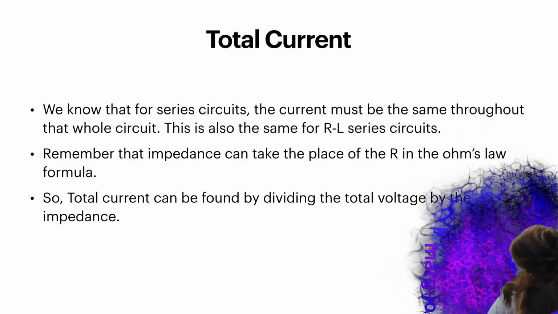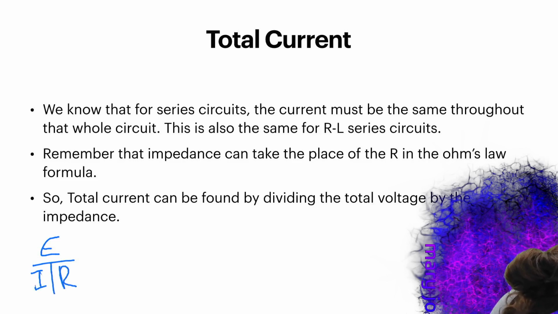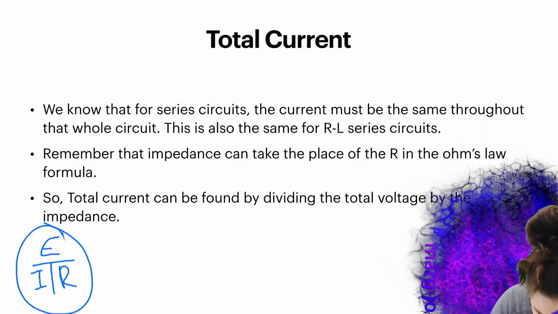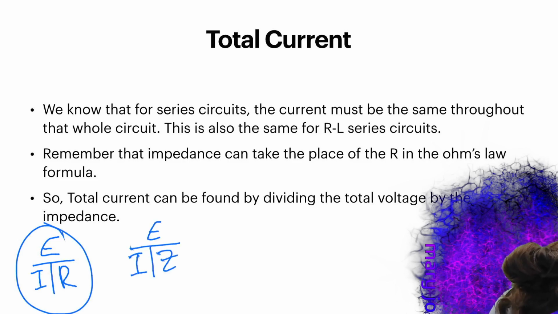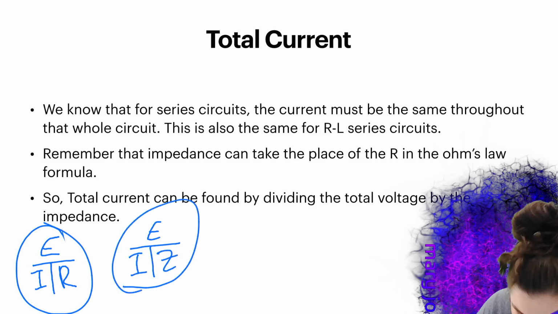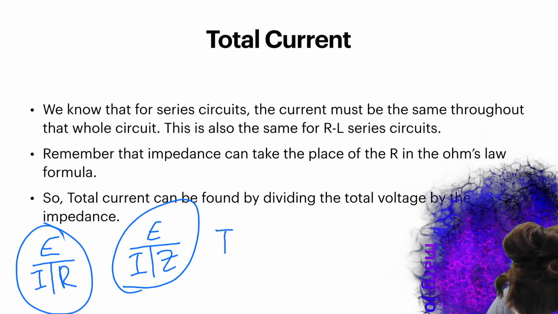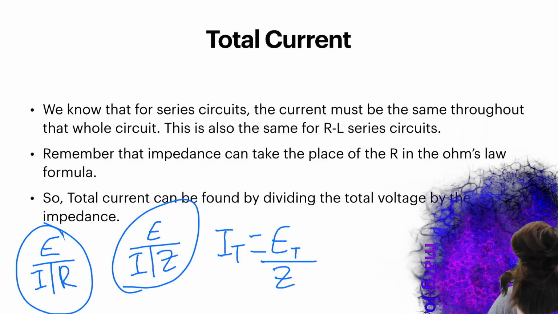So we know Ohm's law is E over I times R. We know that. So we could simply just say E over I times Z. Impedance can take the place of the R in Ohm's law formula. So if you wanted to find the current total, you would just do E total divided by impedance.